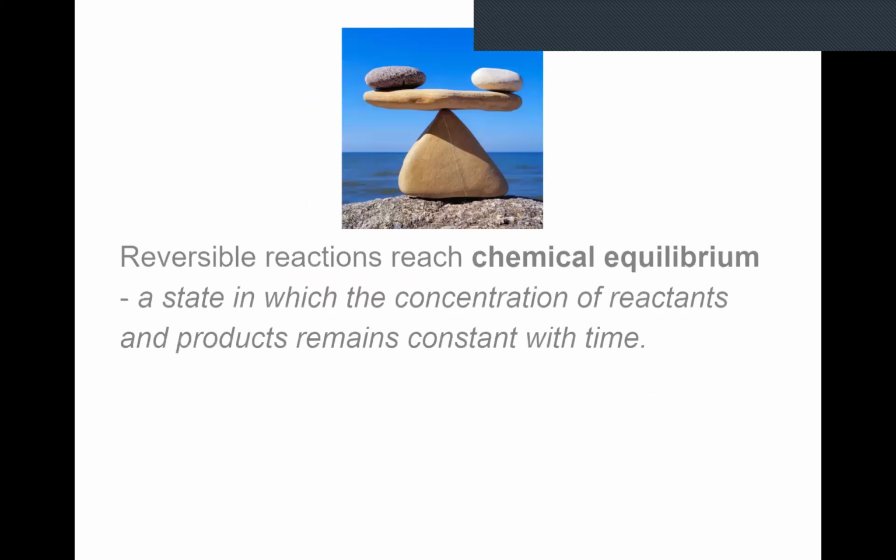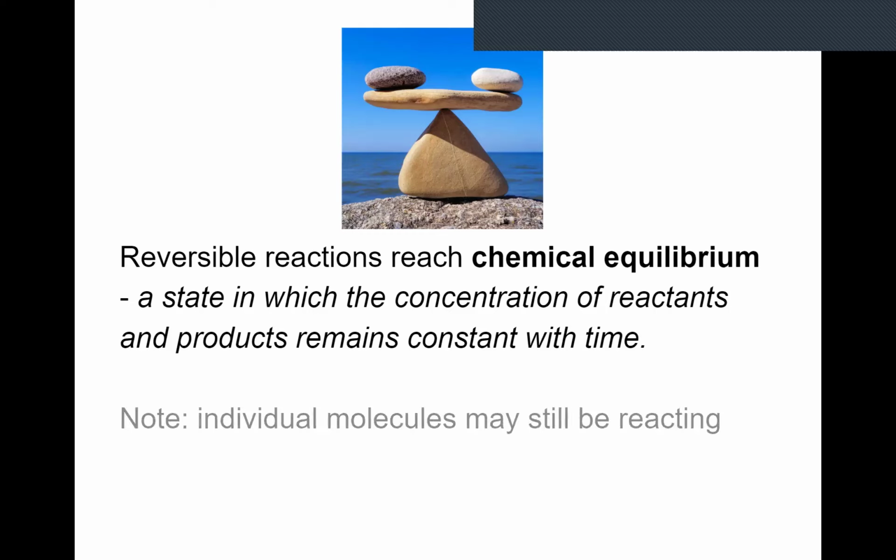Eventually, you'll reach a point where there's no further changes. We call that point chemical equilibrium. Now, it does not mean necessarily that the concentration of products is equal to the concentration of reactants. It just means that there's no further changes. It's the state in which the concentration of reactants and products remains constant. Please note, it's sometimes called dynamic equilibrium because individual molecules might still be reacting.